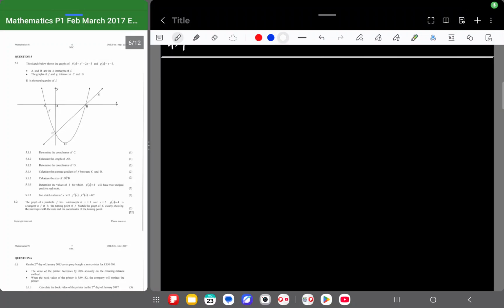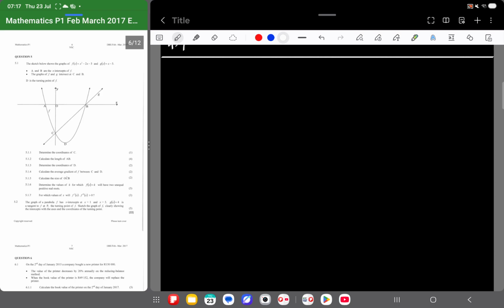Hey, everyone, let's do question 5, functions for grade 12. Question 5, 5.1. The sketch below shows the graphs of f of x equals x squared minus 2x minus 3 and g of x equals x minus 3. Then we're given some pointers there.